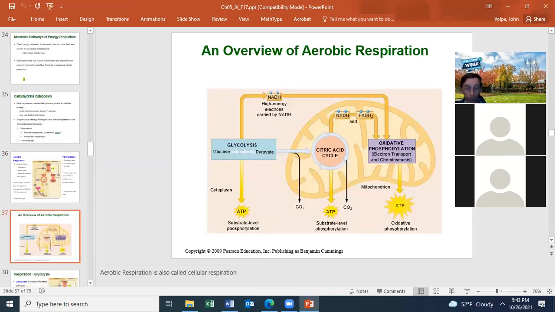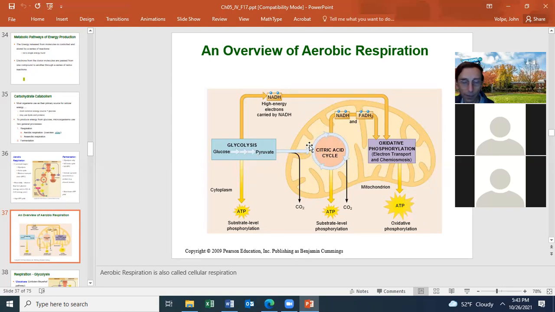Another slide of aerobic respiration in a eukaryotic cell. So the pink, or light purple, would be the cell. And this is a eukaryote because we have a mitochondria. Glycolysis always happens in the cytoplasm, where glucose is converted to pyruvate. And then the pyruvate moves in our cells into the mitochondria and enters the Krebs cycle or the citric acid cycle.